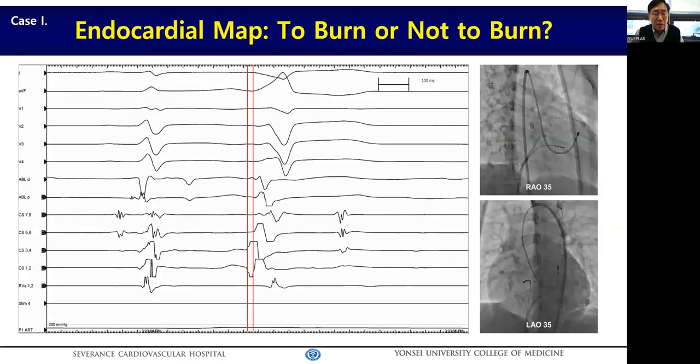So we mapped the endocardial area carefully with the ablation mapping catheter, and you can appreciate a far field V potential near the epicardial earliest activation site. So when you map intramural or epicardial foci from the endocardial side, you have to carefully observe the far field potential like this. But I could not find a better endocardial activation site than this point.